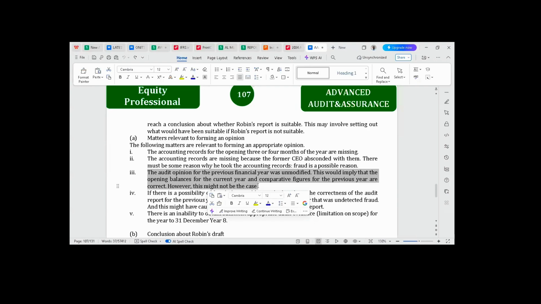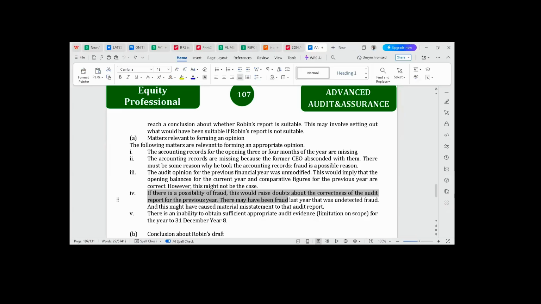But when you now compare it with that of 2020, I mean year 8, which the CEO has carted away or has taken away with him, you cannot be too sure whether that information is actually accurate. That is the opening balance, that is the closing balance for year 7, whether the one that was brought forward for year 8 was actually correct in the first place, because you don't have the basis for comparison any longer. Next one, you need to also look at if there is possibility of fraud.